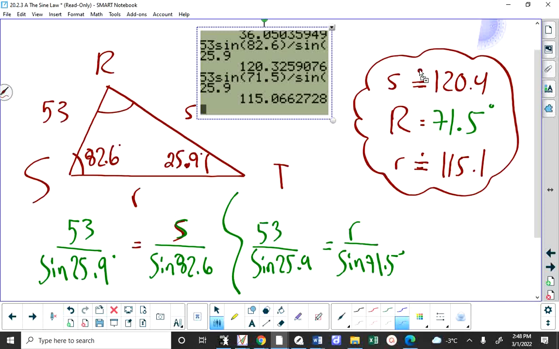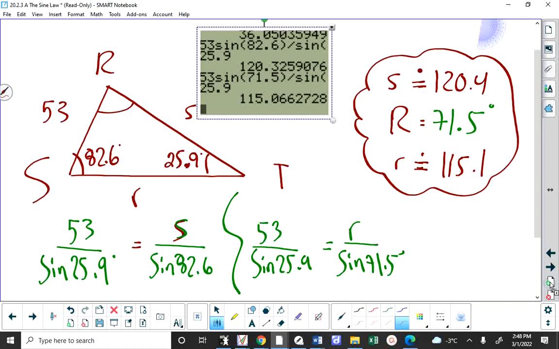So we have two more topics to cover in this unit. The topic we're going to cover tomorrow is an extension of the sine law, and it is a very, very greasy concept that we're going to have to talk about tomorrow. And then on Thursday, we're going to deal with the cosine law.